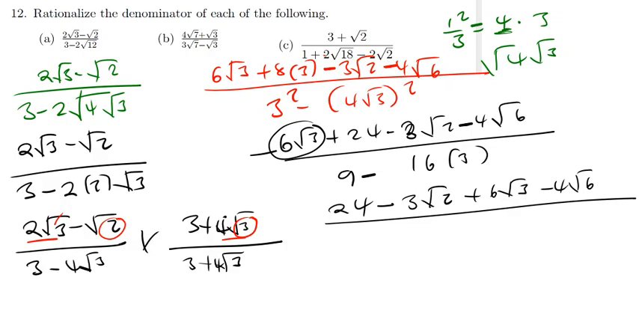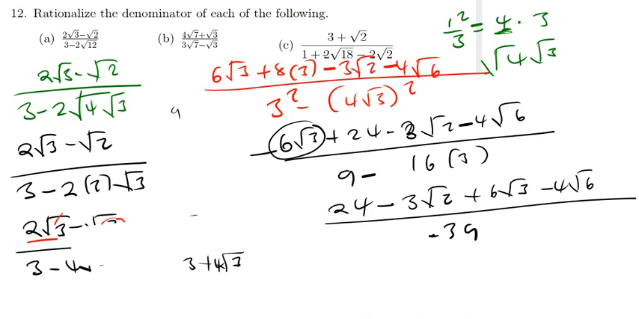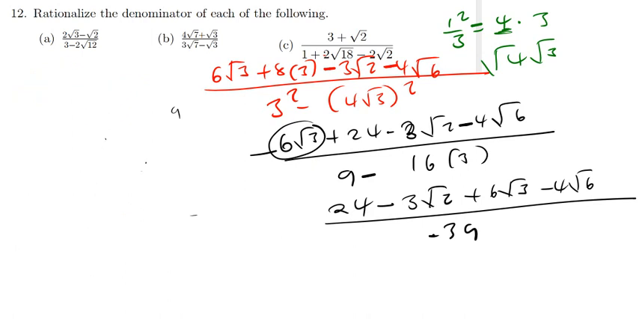16 times 3 is 48. Then 9 minus 48, it should be 39, not so? Negative 39. When I do that, negative should not appear on the denominator. I'm going to divide negative by everything on top there. So it will be negative 24.